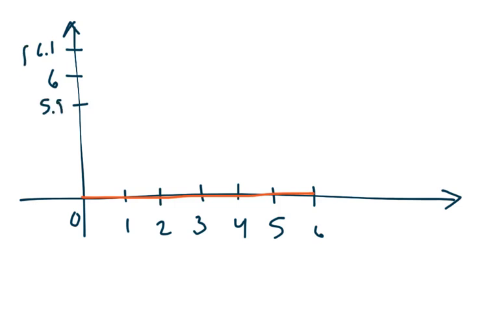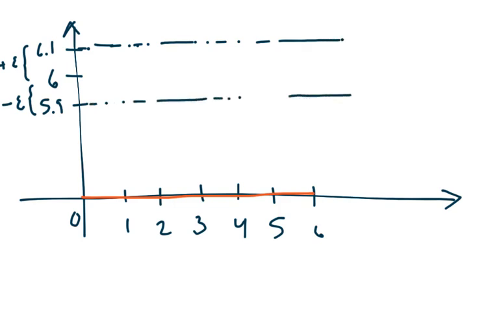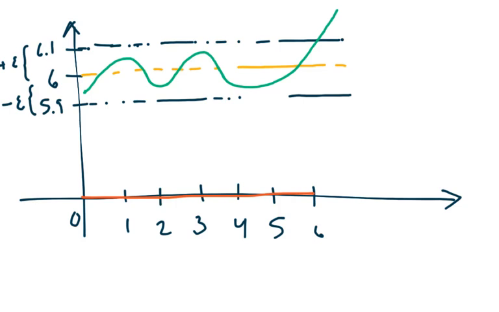Basically, above 6, this would be 6 plus epsilon. And then below 6, this would be 6 minus epsilon. And so we're guaranteed to stay within 0.1 of the y value 6 whenever x is between 0 and 6. So if I were to draw a sample graph, let me put 6 in here. I'm going to draw my function f of x in green. Anytime we're between the x values 0 and 6, we know that our f of x has to be inside of this epsilon tube, if you want to think of it that way.